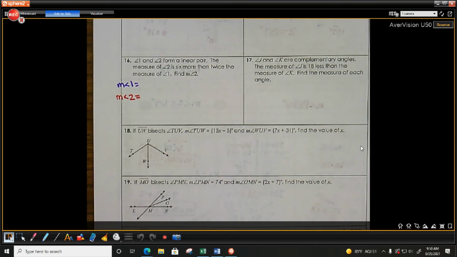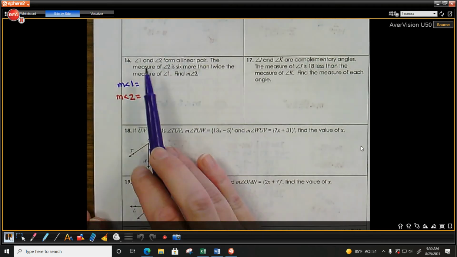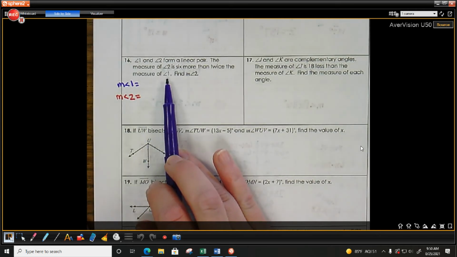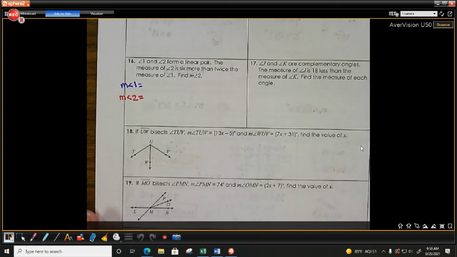Okay, it says angle 1 and angle 2 form a linear pair, meaning you add them together and it's 180. The measure of angle 2 is 6 more than twice the measure of angle 1. So I'm going to put over to the side the measure of angle 1 and the measure of angle 2. Doesn't give me a picture, so I'm going to write what they are. Do I know the measure of angle 1? No, so what do we use when we don't know something? X. The measure of angle 1 is just x.